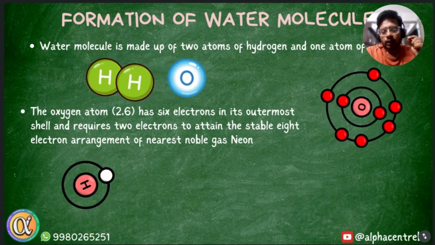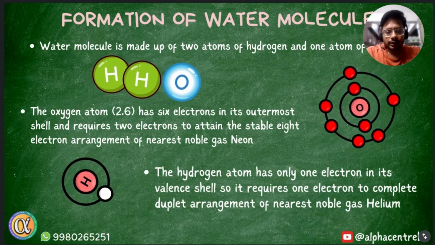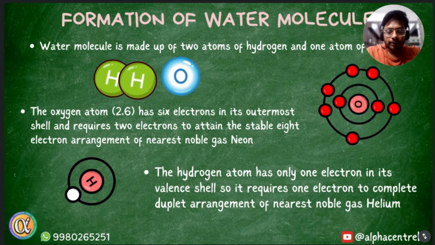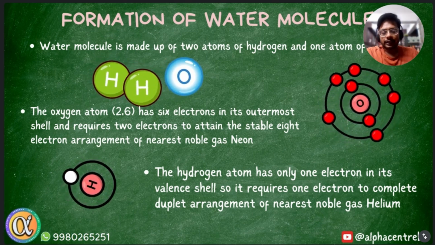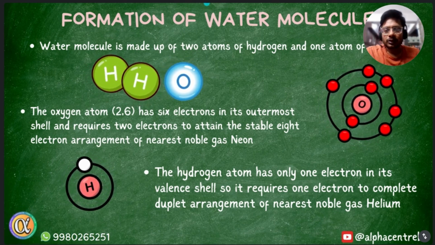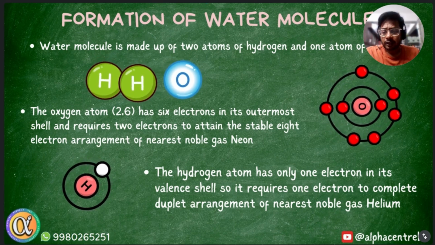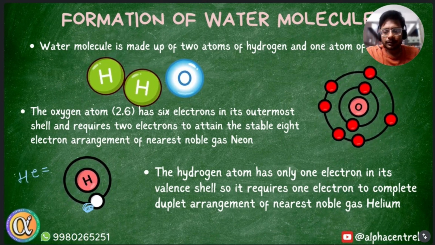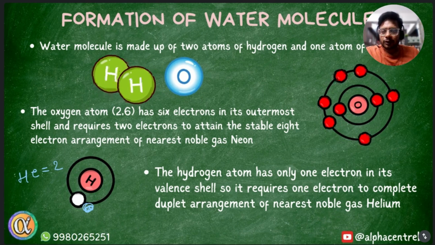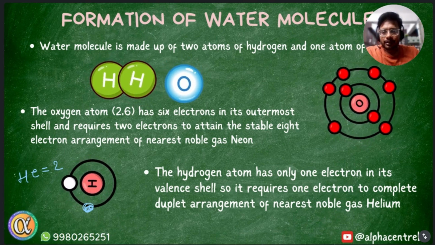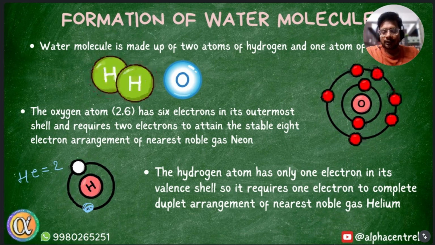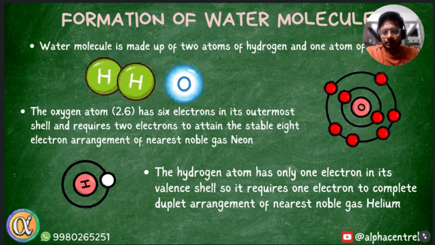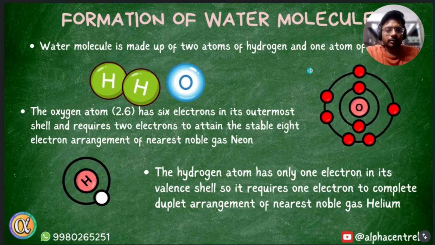Hydrogen, as we know, has only one electron in its outermost shell. So the hydrogen atom only has one electron in its valence shell. So it requires one more electron to complete the duplet arrangement of the nearest noble gas, which is helium. It means if hydrogen gets one more electron, it will have an electronic configuration similar to helium. Helium has only two. I think I don't need to tell you this extra, that for the first shell, two is stable. From the second shell onwards, we need eight, but for the first shell, two is stable. So hydrogen just needs one electron. Clear? Okay. Now moving further.